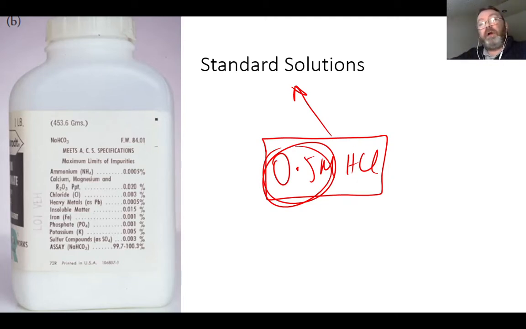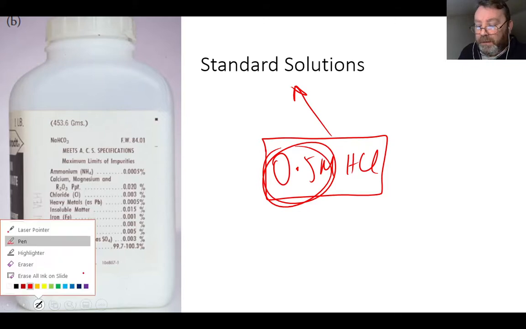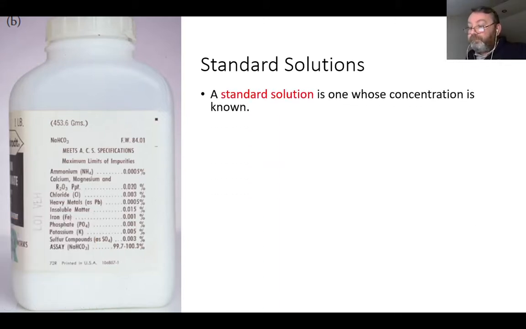Now, what about all the other concentrations that aren't known? Well, we can work them out by titration once we involve a standard solution. So every time we do a titration, one of the solutions has to have a known concentration. Put another way, one of the solutions must be standard. We must know what its concentration is before we actually use it. So a standard solution, that's the definition, is one whose concentration is known.